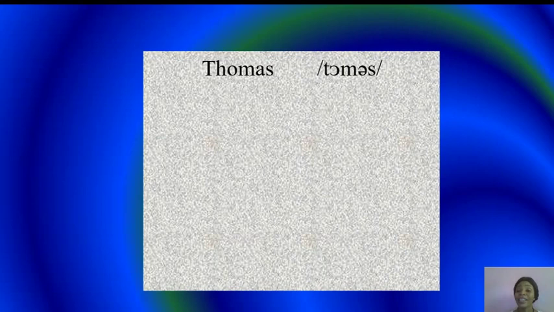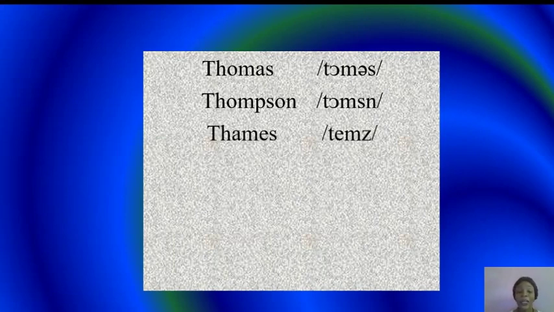The first one we have here is Thomas. Thomas, that's the name of a person. It's a male given name. As you can see, the th takes the t sound. Thomas, not Thomas. Okay, let's look at the next one. The next one is Thompson. Thompson, despite the fact that it has th in its spelling, it is pronounced as t.